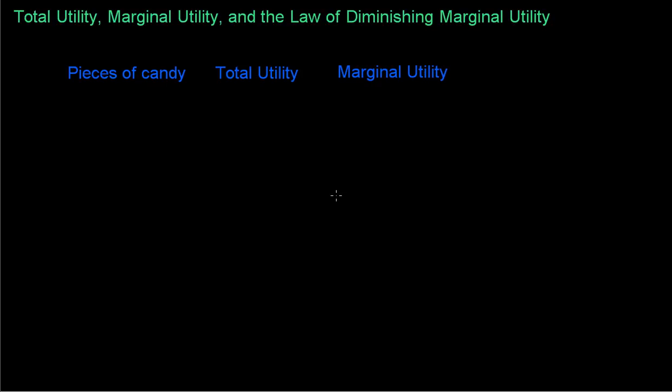Alright, so in this video we're going to talk about total utility, marginal utility, and then what's called the law of diminishing marginal utility. So the first thing is, what is utility? It's this word that kind of sounds like utilize, kind of sounds like useful, and what it really means in economics is it's just that which we are seeking to maximize.